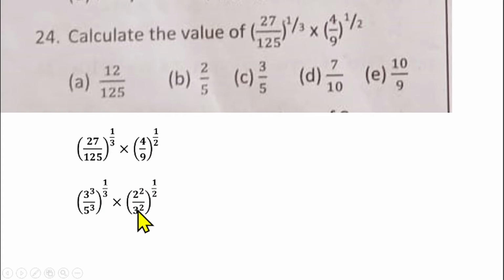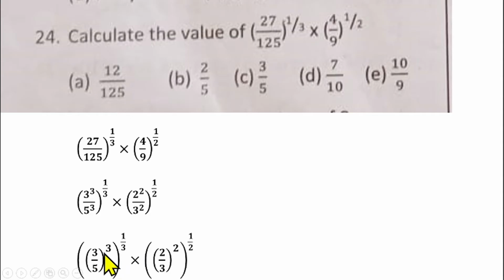Express 9 now as an index, 3 raised to power 2. Then for this power, the numerator and denominator have the same power, so you can bring out the power. You'll have 3 over 5 raised to power 3, then raised to power 1 over 3, and the same thing is happening here: 2 over 3 raised to power 2, raised to power half.